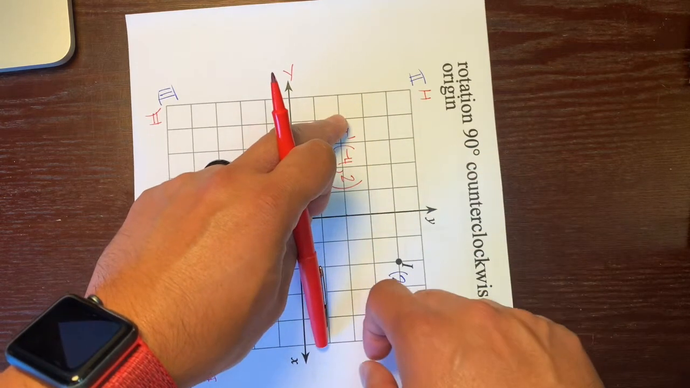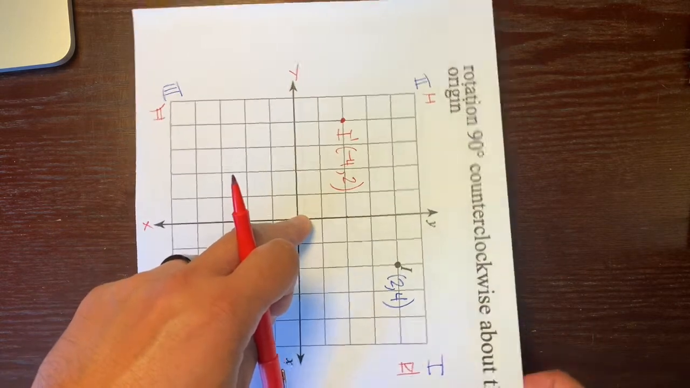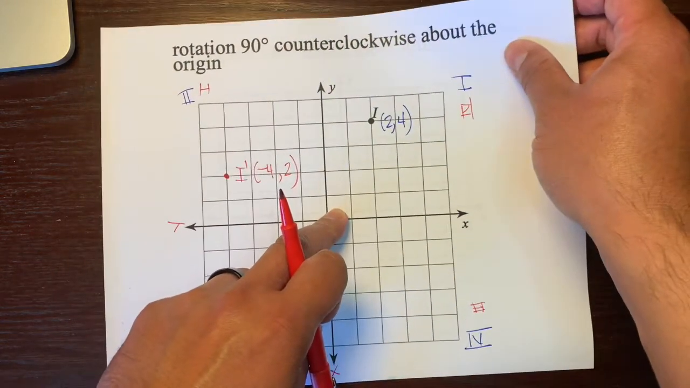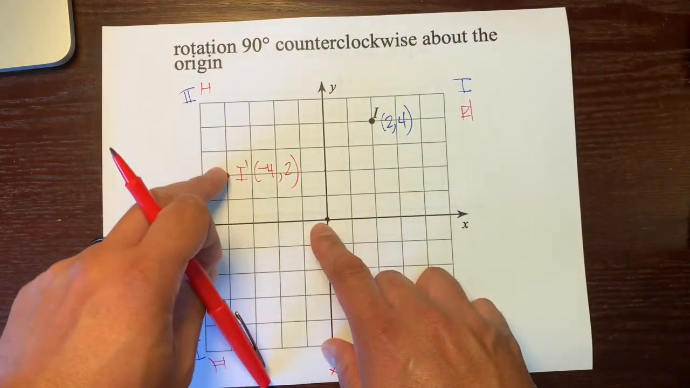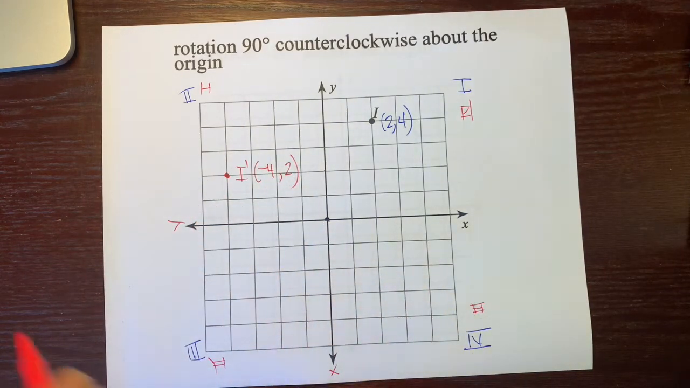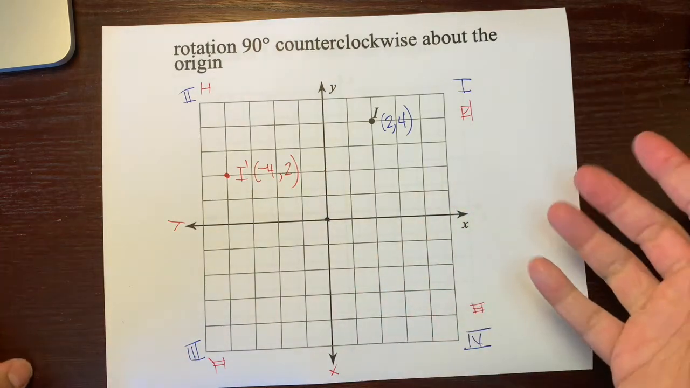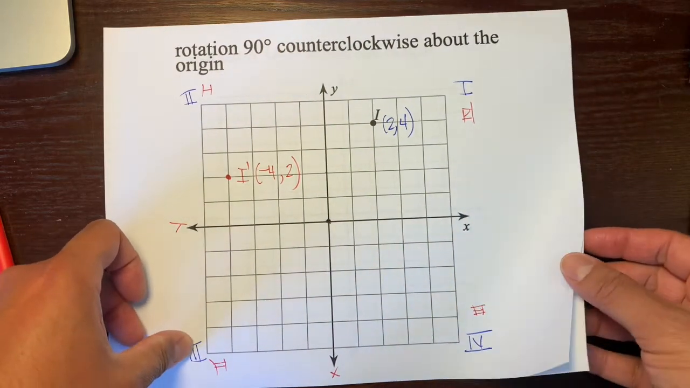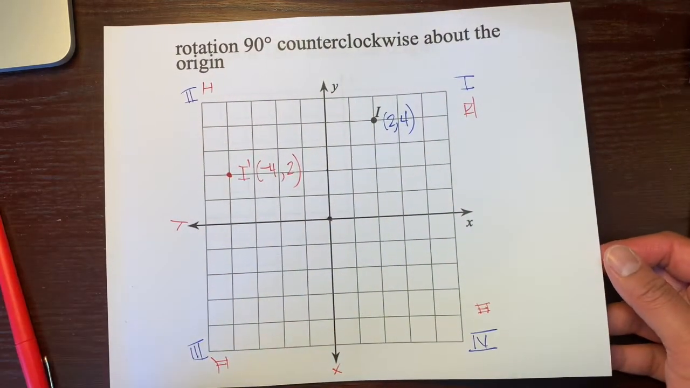But don't say the answer is 2, 4 until you rotate it back to the original orientation, and then look at those coordinates, -4, 2. So there's your second method. If you don't have patty paper or tracing paper, this method always works.